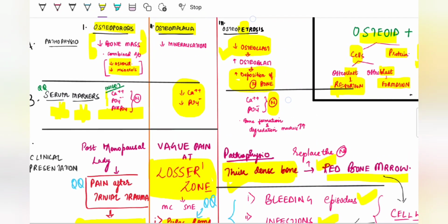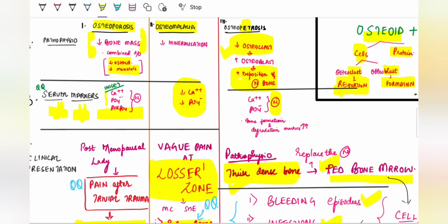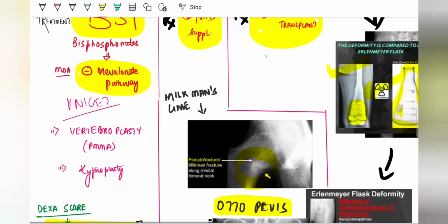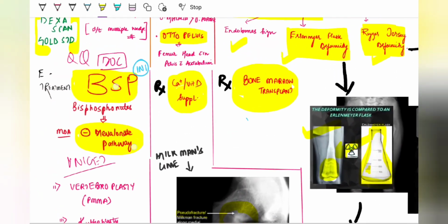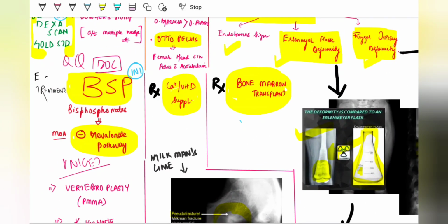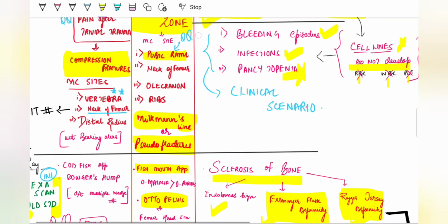So if we want to summarize the things, I would like you to remember osteoporosis, there's decrease in bone mass. Okay, there's decrease in both osteoid and minerals. Serum markers, calcium phosphate normal. Diagnostic investigation of choice is DEXA scan, which detects the decreased bone mineral density. Less than minus 2.5 is diagnostic of osteoporosis. Drug of choice is bisphosphonate. Mechanism of action, inhibitor of the mevalonate pathway.